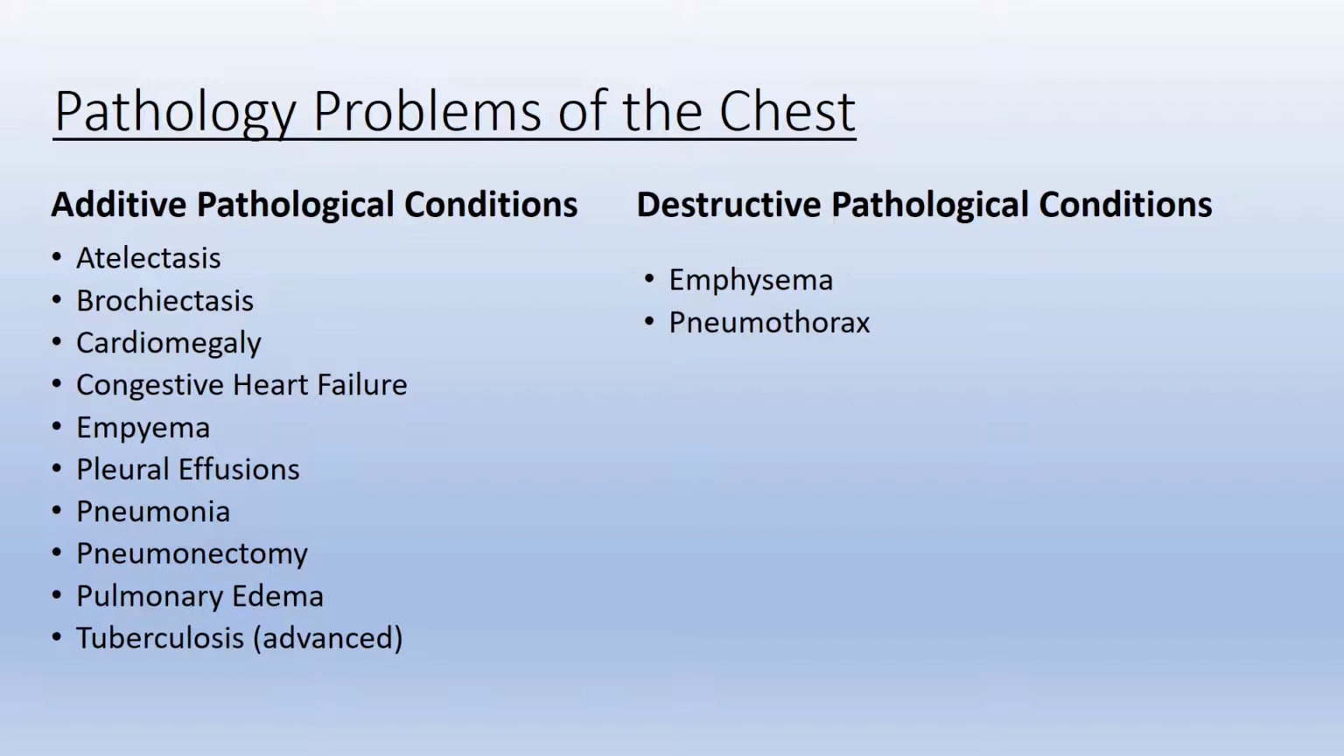Now let's go ahead and focus on some conditions of the chest. Additive pathological conditions of the chest would be atelectasis, bronchiectasis, cardiomegaly, congestive heart failure, empyema, pleural effusion, pneumonia, pneumonectomy, pulmonary edema, and advanced cases of tuberculosis. A few destructive pathological conditions of the chest include emphysema or pneumothorax.